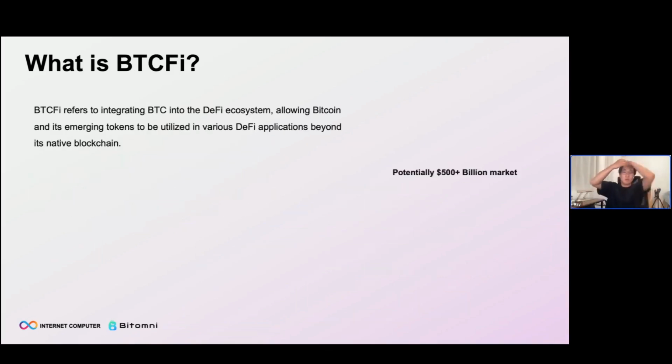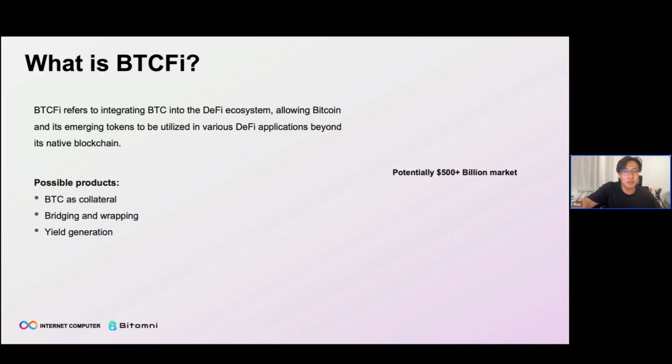Okay, enough for DeFi. So what is BTCFi? I think the topic of this presentation should be modified to Chain Fusion and BTCFi, because we are working on BTCFi specifically. So BTCFi is easy to understand, BTC plus DeFi. It refers to integrating BTC into the DeFi ecosystem, allowing Bitcoin and its emerging tokens such as Ordinals, Runes, BRC20 to be utilized in various DeFi applications, mostly on other blockchain networks, beyond Bitcoin and its tokens' native blockchain, which is the Bitcoin blockchain. So there are some possible products for BTCFi markets.